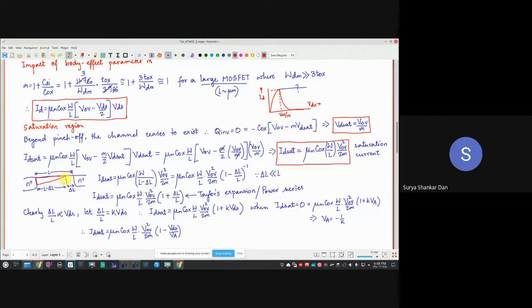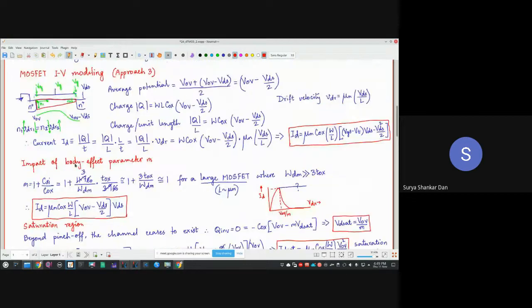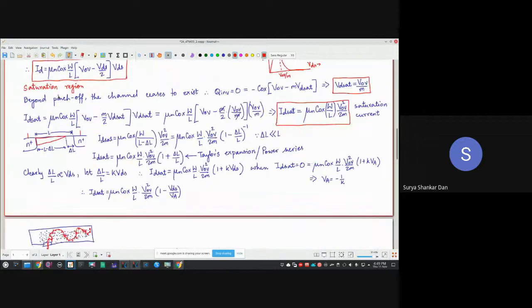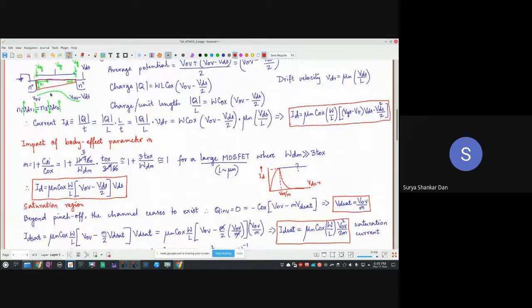Because the moment the pinch off happens, you remember you are anyway applying the voltages at these two terminals, n plus region, correct? So we were essentially having this VDS by capital L. Somewhere here I had written that, right? In approach 3. Yeah, look, this is VDS by capital L. This is true when it is in this regime, that is active region. Active region means basically ohmic.